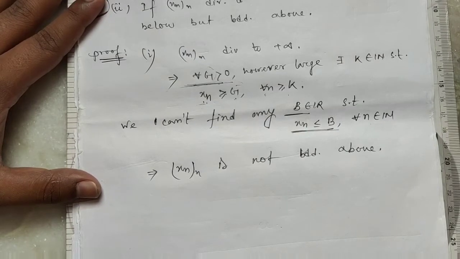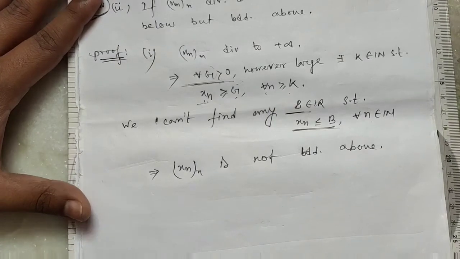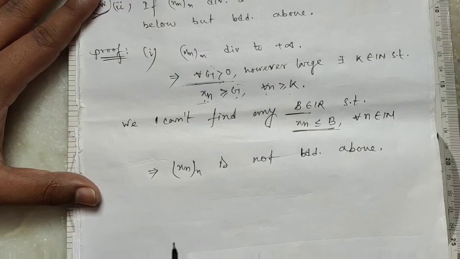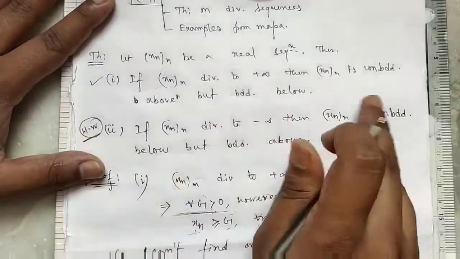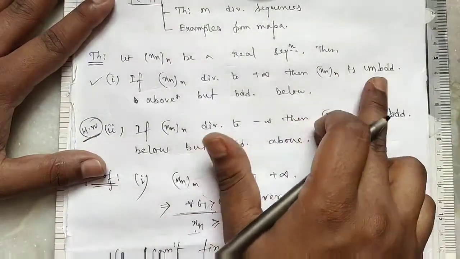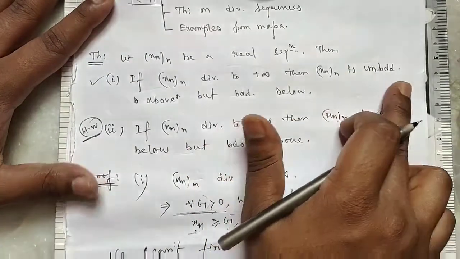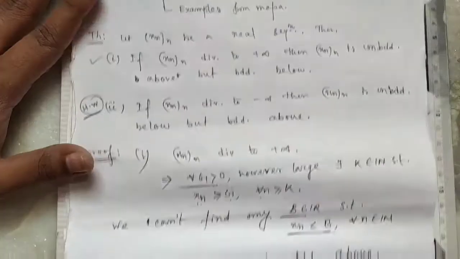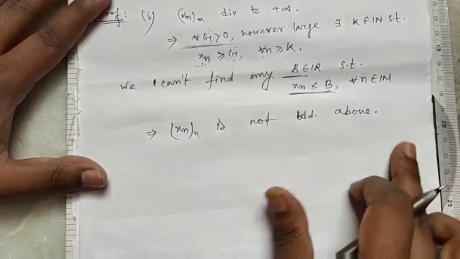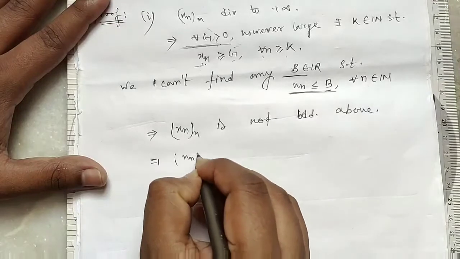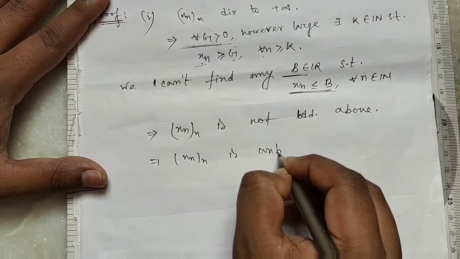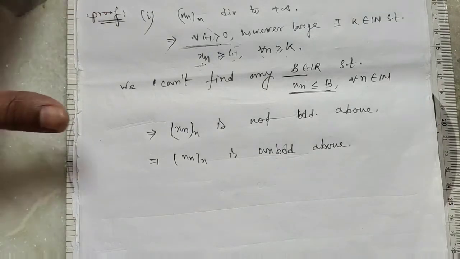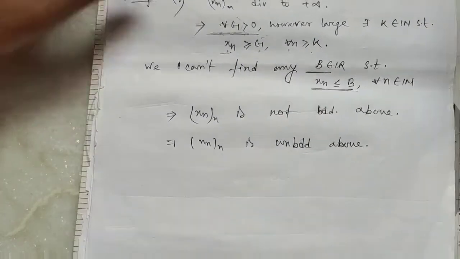Now we have to prove that this is bounded below, since we have to prove that the sequence is unbounded above but bounded below. We already proved this is not bounded above, that is, it is unbounded above. Now we prove it is bounded below.